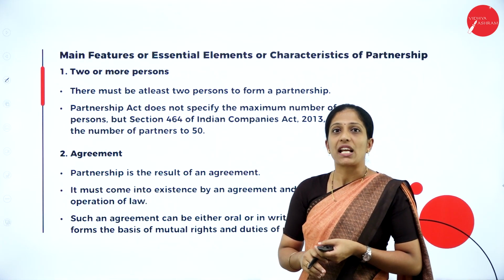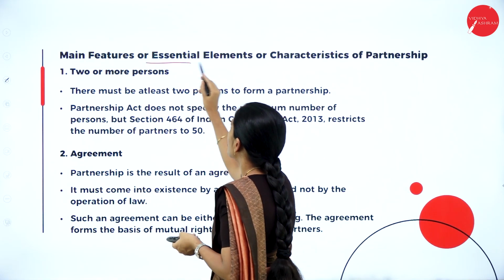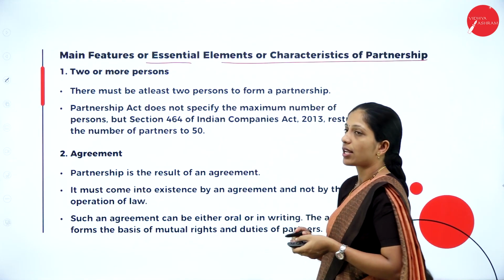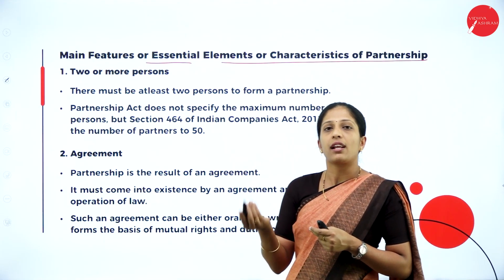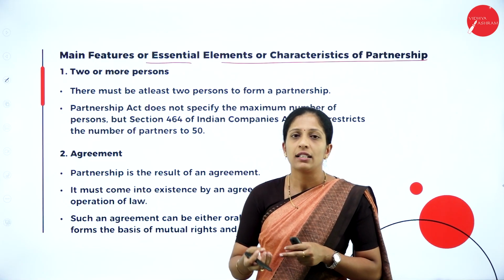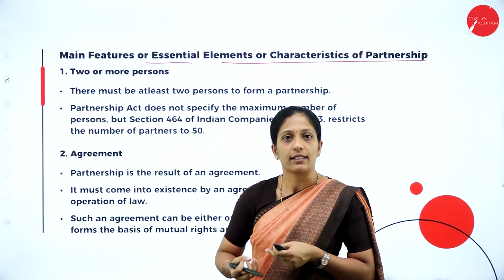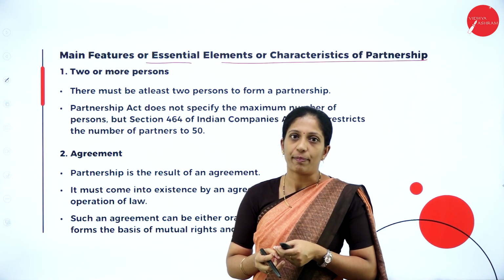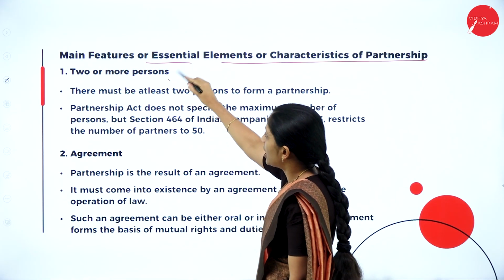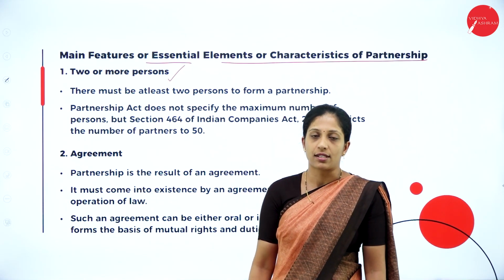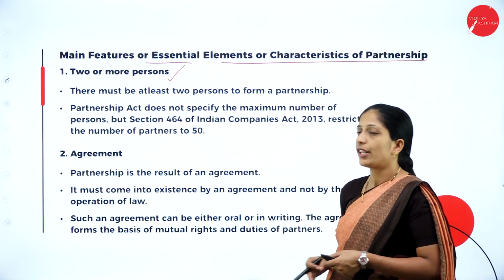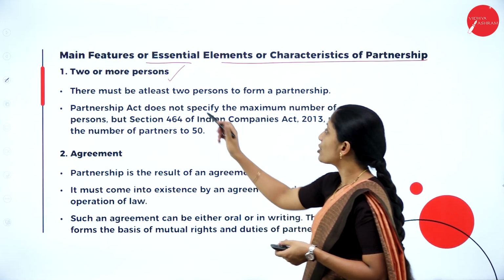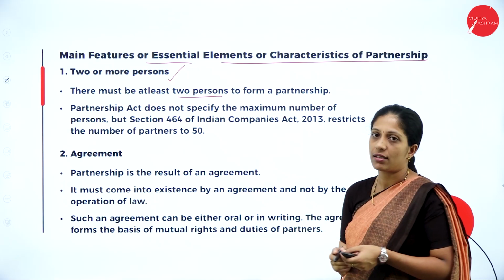Now coming to the main features, essential elements or characteristics of partnership. We have already discussed the meaning, so now you can easily go on writing the features of a partnership firm. The first feature is two or more persons. What do you mean by that? I have already told you there should be at least two persons to form a partnership firm.